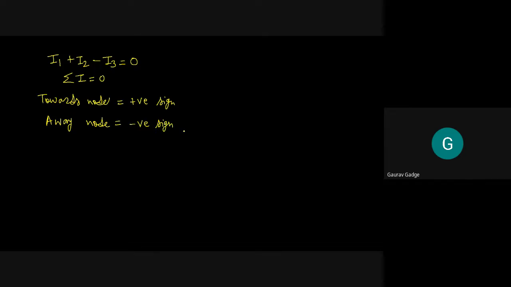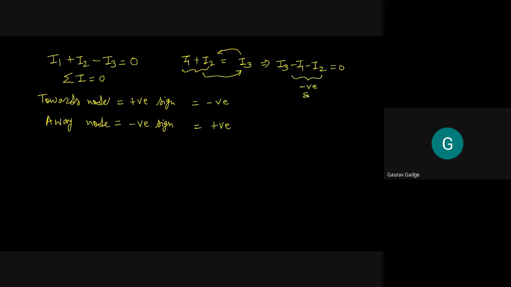Now you can ask me whether vice versa is possible. Yes, vice versa is possible. If you say towards the node is negative, then you have to take away from the node as positive. When we say I1 plus I2 equal to I3, either you can transfer I3 to the left hand side, or you can transfer both I1 and I2 to the right hand side. In that case, you write I3 minus I1 minus I2 is equal to 0. I1 and I2 are both written with the negative sign, but I3 with the positive sign. So you just consider any one sign convention.